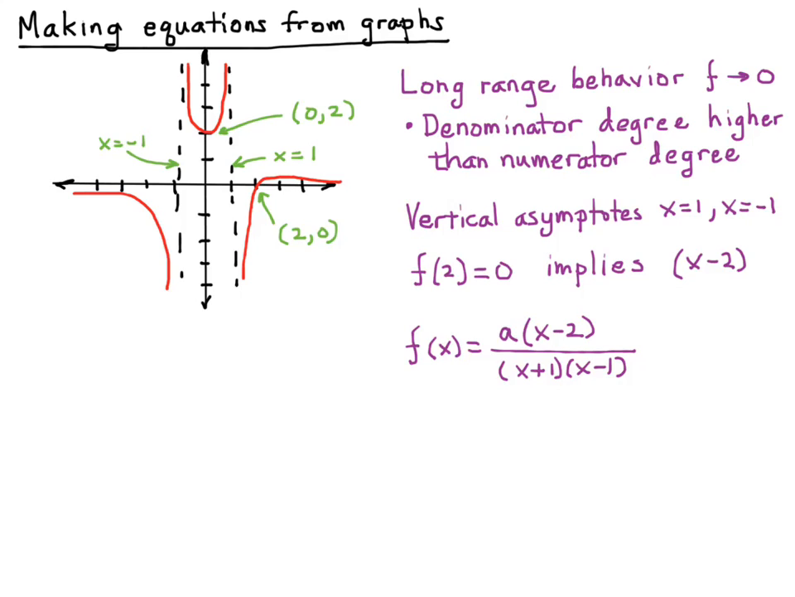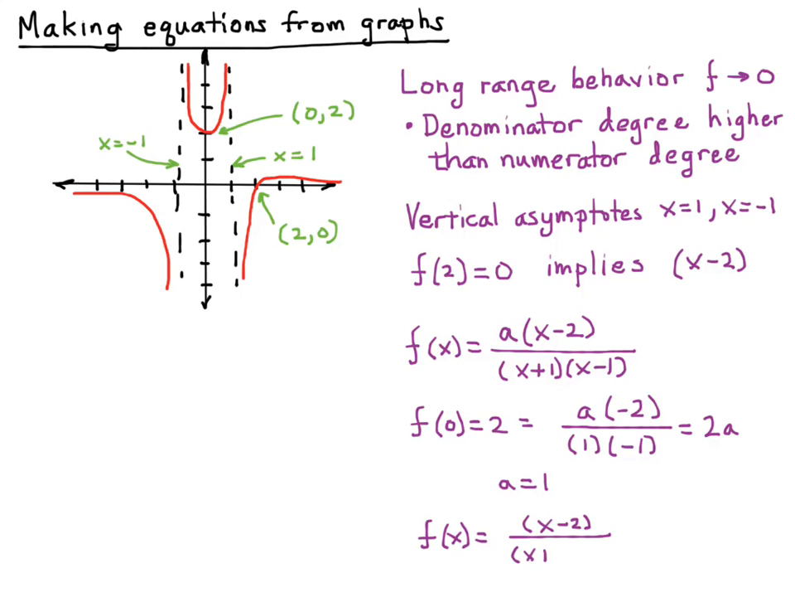Okay, so what value do I actually have here? The only value that I have is f at 0, which is 2. So when I plug in 0 for x, I find that a times negative 2 over 1 minus negative 1 is going to be 2a, and so a equals 1. And so my function then is going to be x minus 2 over x plus 1 times x minus 1.